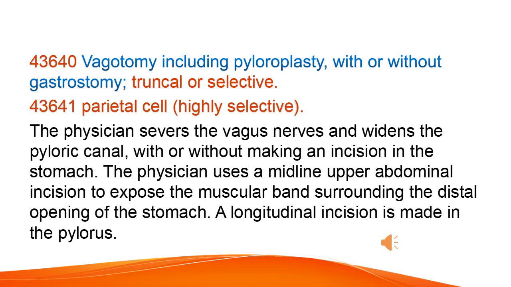Vagotomy including pyloroplasty, with or without gastrostomy, truncal or selective. Parietal cell, highly selective. The physician severs the vagus nerves and widens the pyloric canal, with or without making an incision in the stomach. The physician uses a midline upper abdominal incision to expose the muscular band surrounding the distal opening of the stomach. A longitudinal incision is made in the pylorus.